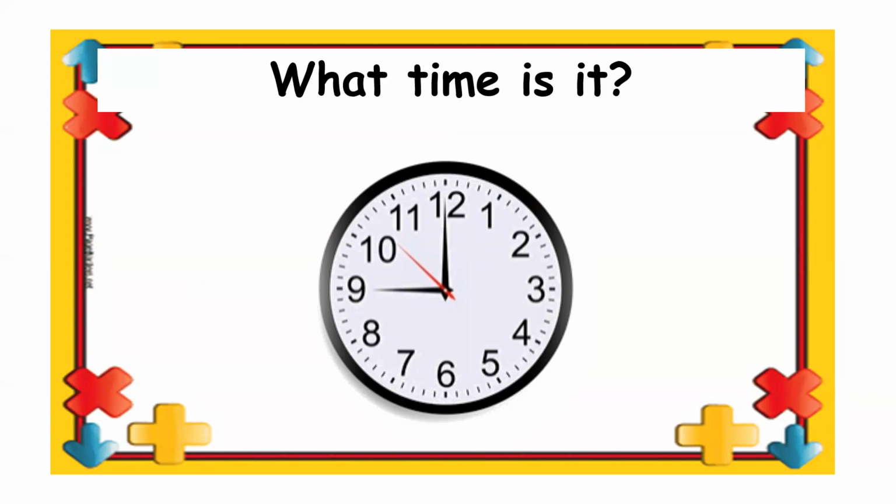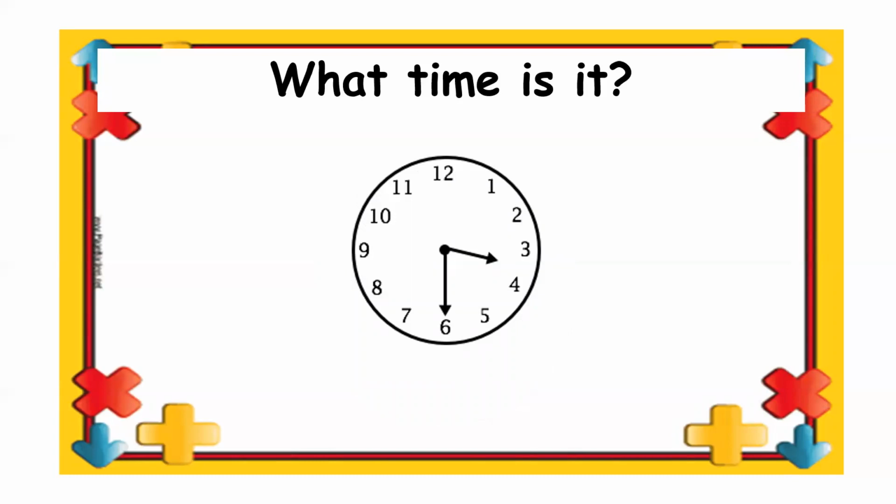Can you tell the time on this analog clock? What number is the hour hand pointing at? Well done. It is pointing at 9. What about the minute hand? Yes, it is pointing at 12. So that means o'clock. So the time is 9 o'clock. Very good.